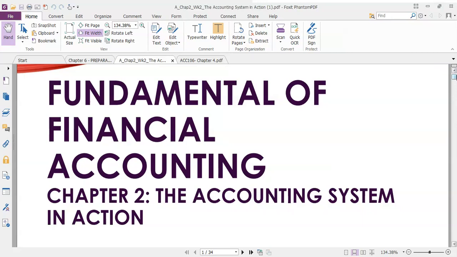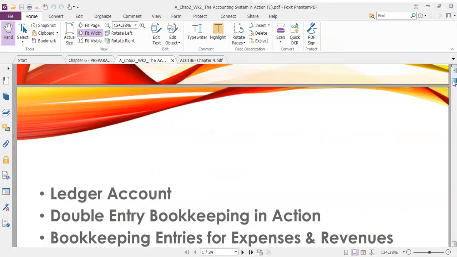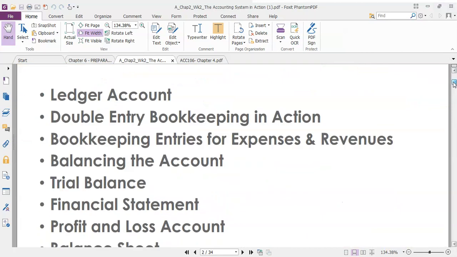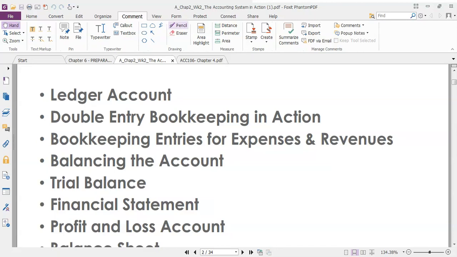Alright, very good. So kita tengok pada chapter yang kedua ni, kita nak tengok asas untuk accounting system. Okay. So the accounting system in action. For the first process, we must know double entry, and then after that, we must learn how to open ledger account. Ledger account is in T account. So in ledger account we put the transactions in the business itself.